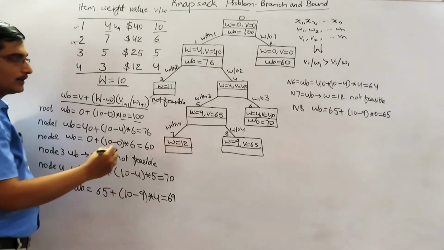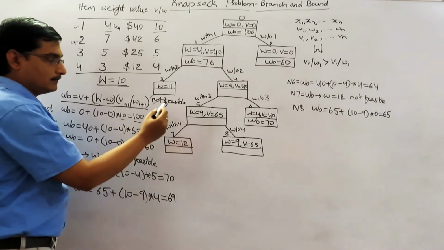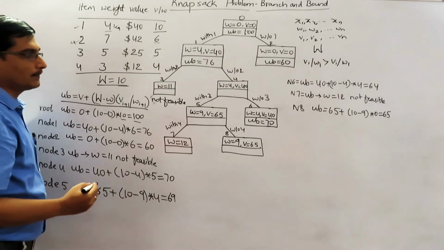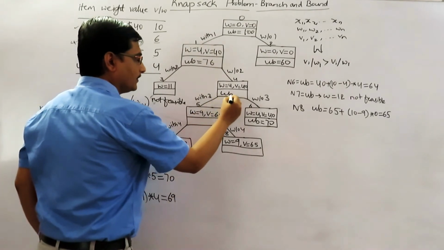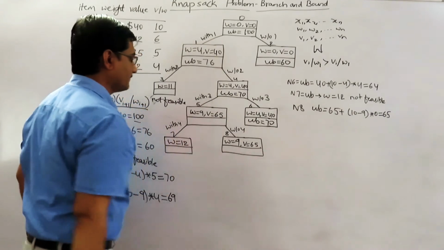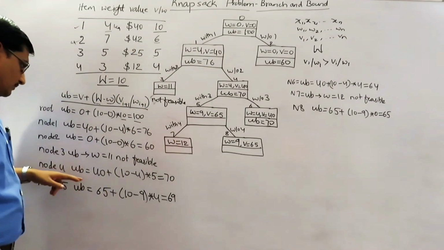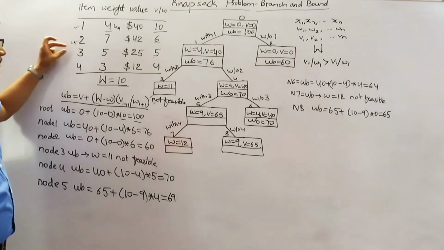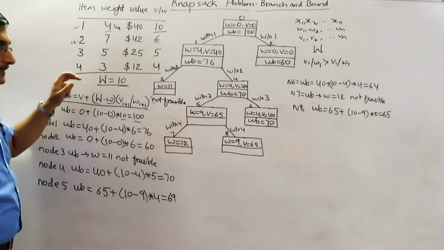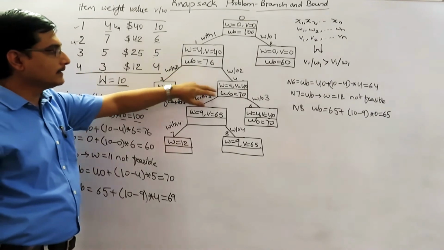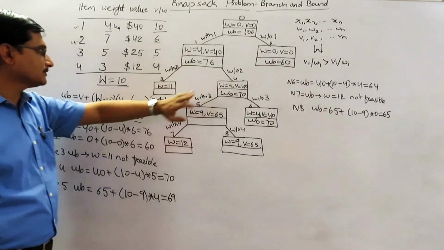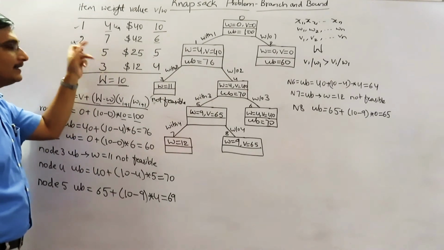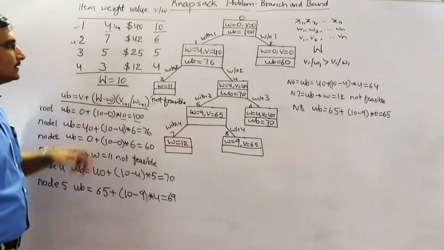Next we need to consider the third item, for the node whose upper bound is 70, which we have just constructed. The capacity of the bag is 10 and the only item included so far is the first item, with weight 4. Now, if we include the third item, 5 plus 4 will be 9. 9 is still less than 10, so we can include this item.